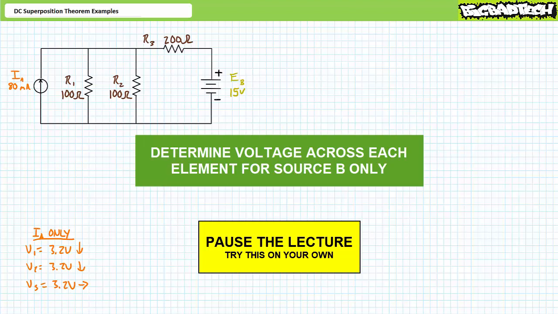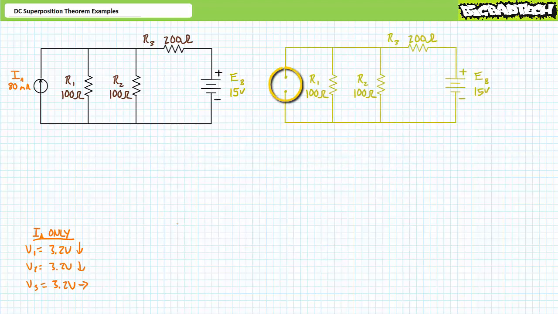By all means, pause the lecture and try stage 2 on your own. If you're tracking, you should have obtained the following results. Current source A has been removed from consideration by replacing it with an open circuit. This has fundamentally changed the nature of the original series parallel circuit.